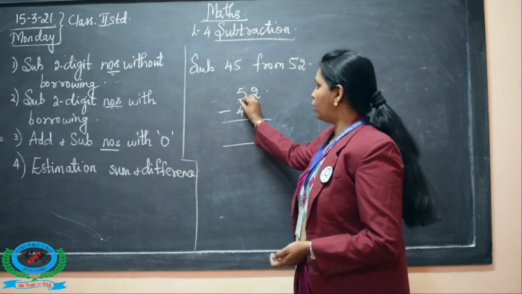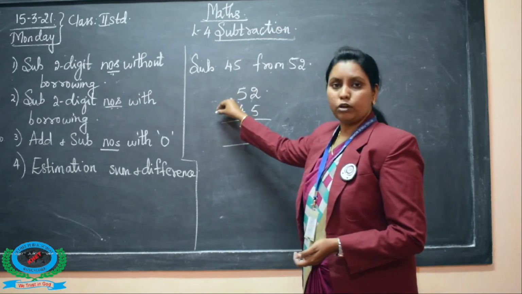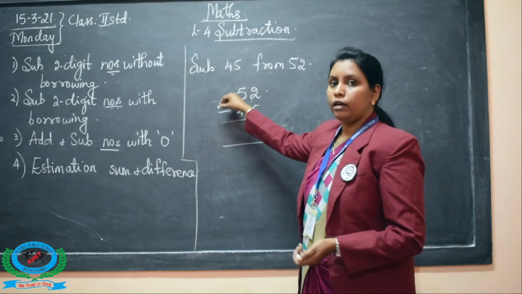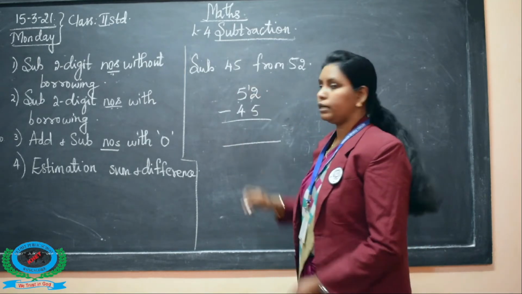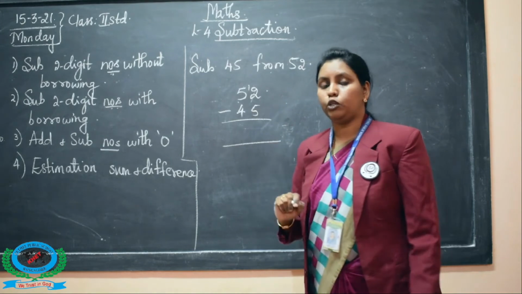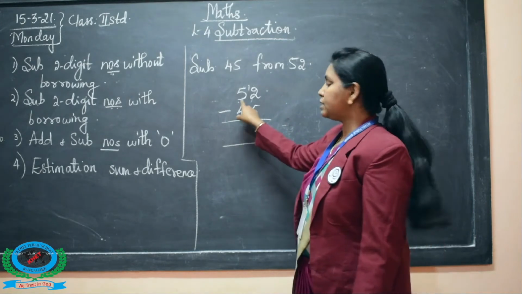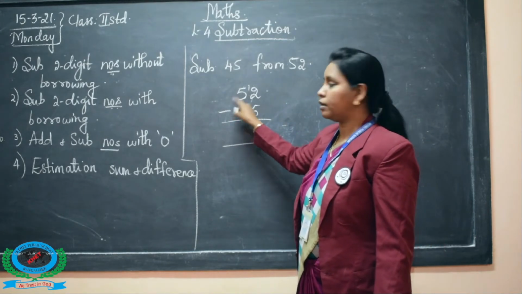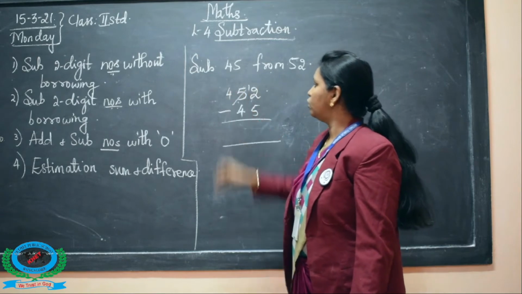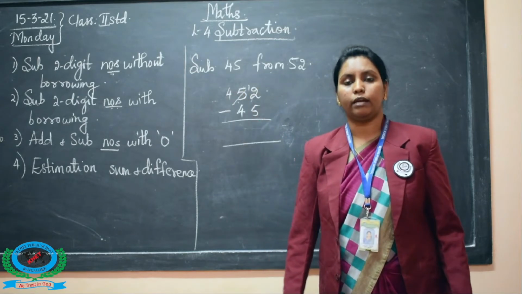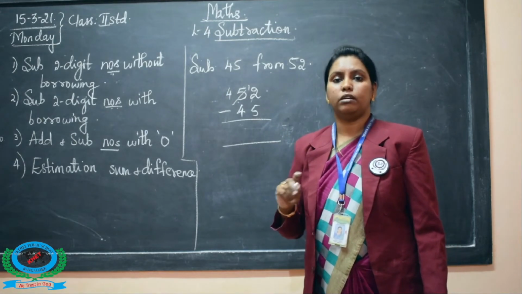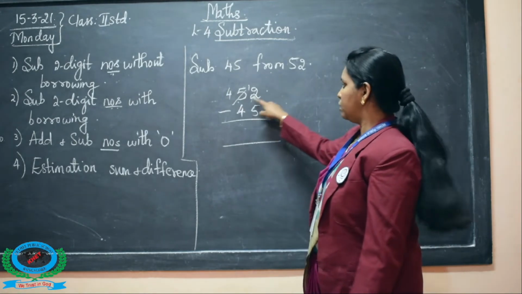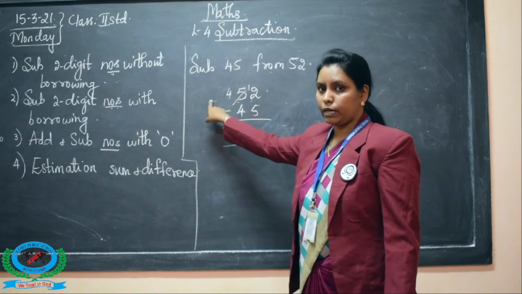So you are borrowing a 10 from the tens place value. So 10 plus 2 is 12. Directly you can write 1 here, isn't it? 1 and 2 will become 12. And what happens to this number? It will get reduced to 4. One number will get reduced in the place value. So this will become 12 and this will become 4.